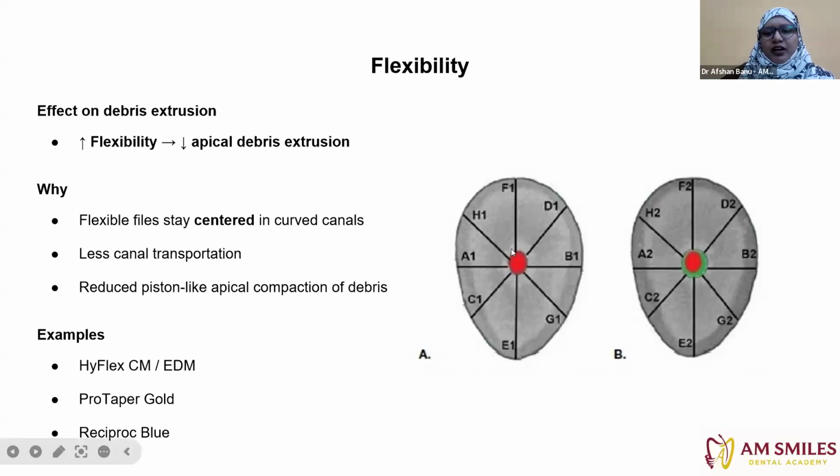So this is a canal. When your file prepares only the canal, only a little bit of debris is going to be produced. So your file should stay at the center. Only when your file is flexible will it follow the pathway of the canal and stay in the canal, and it will prepare much less, so that the debris production will be less and your apical extrusion will also be less.